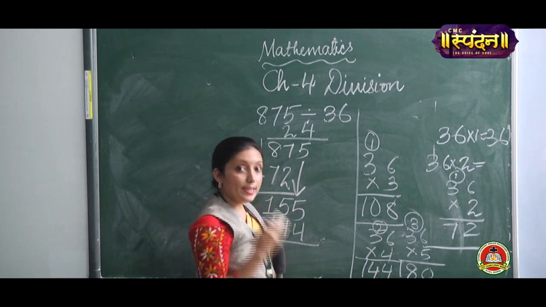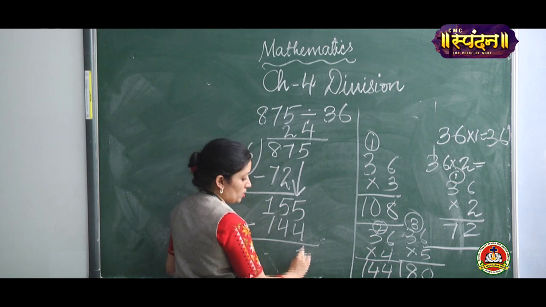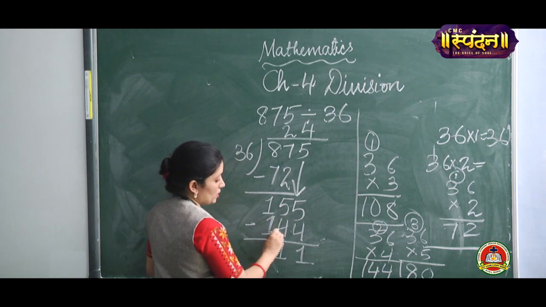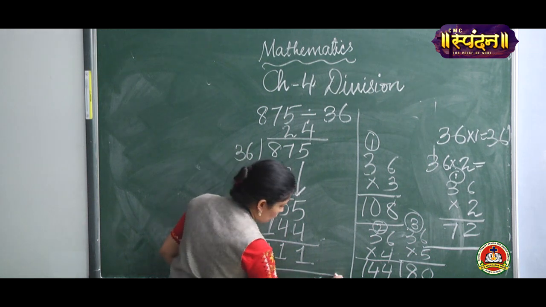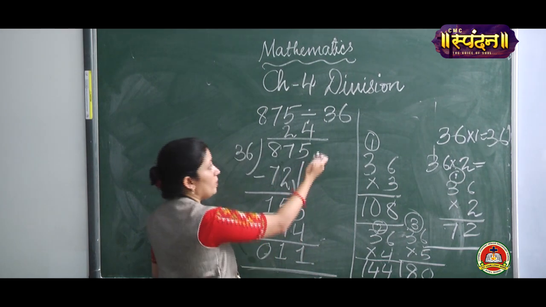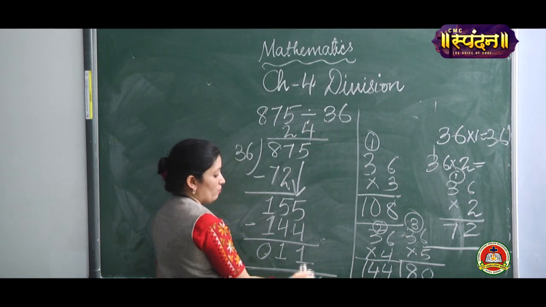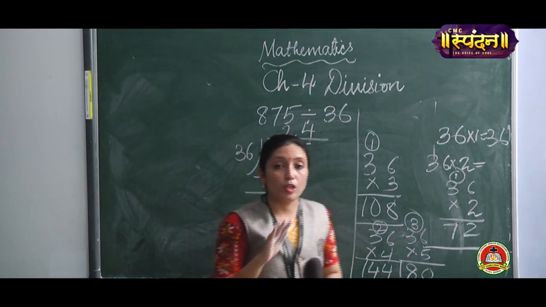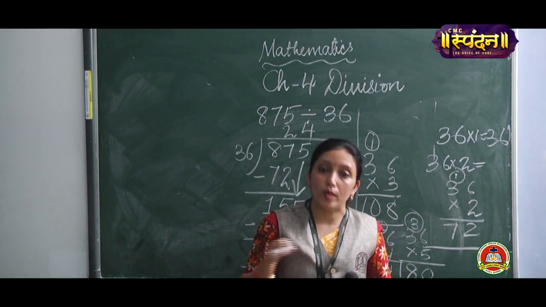Yes. Now let us subtract. 5 minus 4 is 1. 5 minus 4 is 1. Yes. 1 minus 1 is 0. So now can you check that here we are having a remainder, that is 11. So now here we have got a quotient. Here we have got a remainder, divisor and dividend. Now I suppose you are clear with how the division will be.